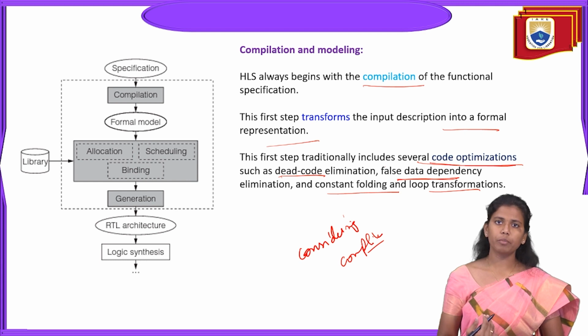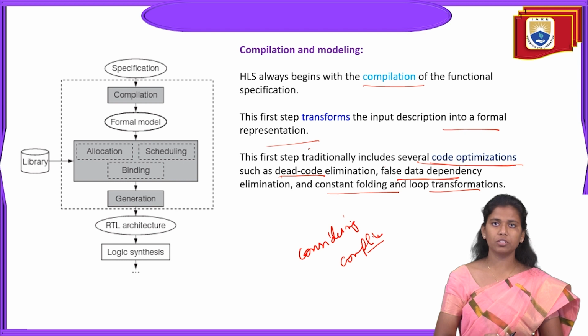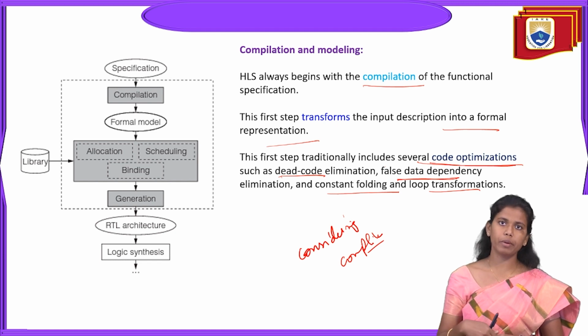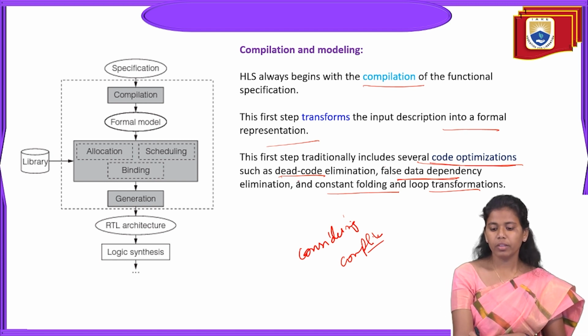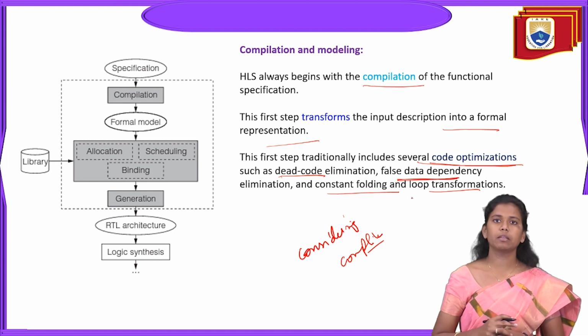After transforming the inputs into a formal representation, after showing the inputs and outputs in a proper manner, the first step is code optimization. In code optimization, we eliminate all the unnecessary things present in the code. It could be dead code elimination, the omission of unnecessary statements present in the code, and also false data dependency elimination.